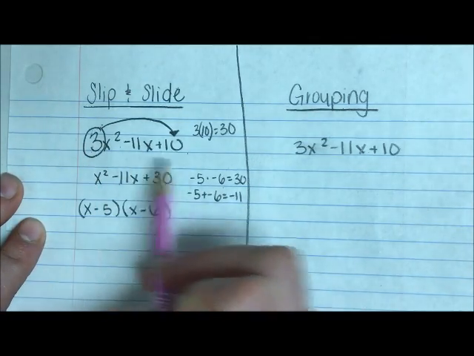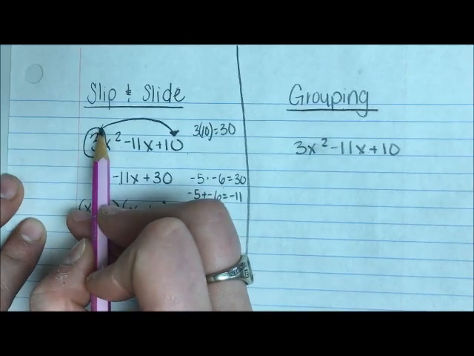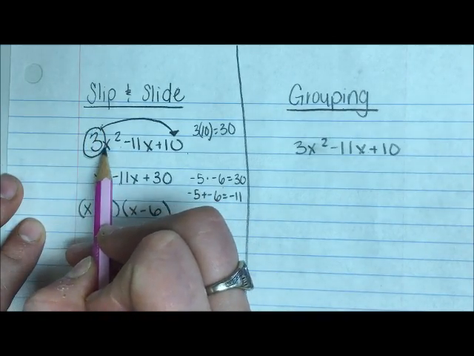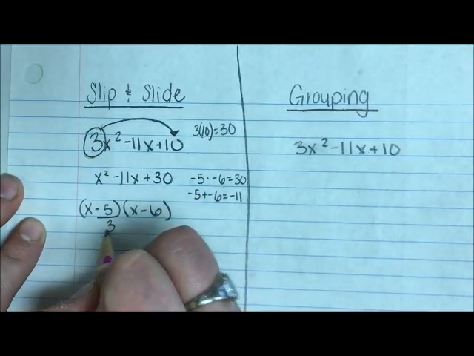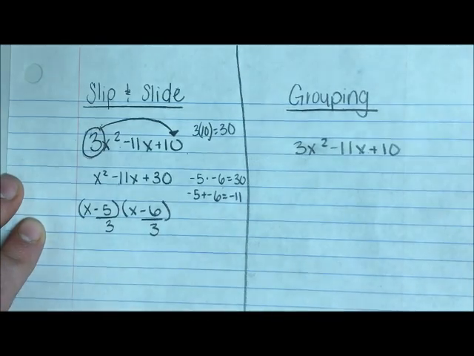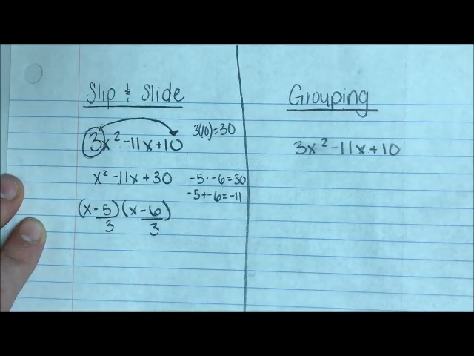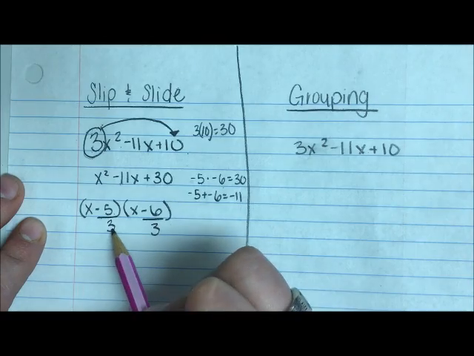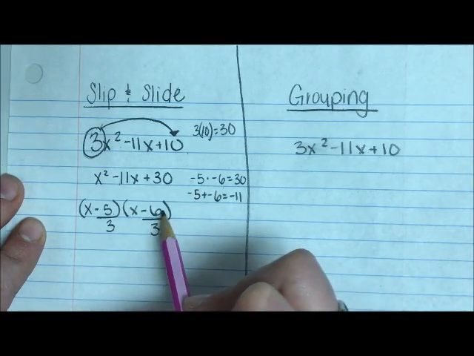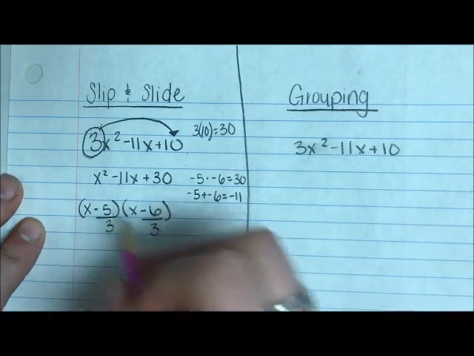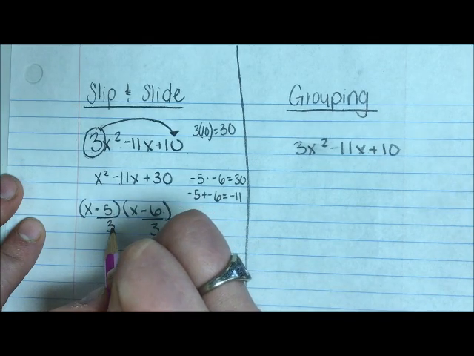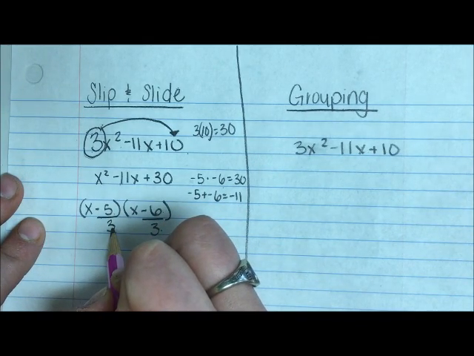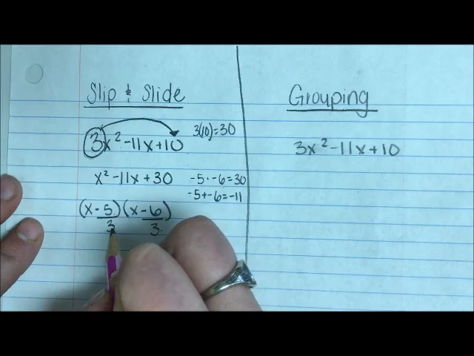I'm not quite done yet, because if I were to use FOIL to check my work here, I would not get that back. So you now have to take that number that you slipped and divide those two integer factors by that number, okay? So I'm going to take negative 5 and divide it by 3, and I'm going to take negative 6 and divide it by 3. I know that negative 5/3, it doesn't simplify to an integer, and I cannot simplify it further.